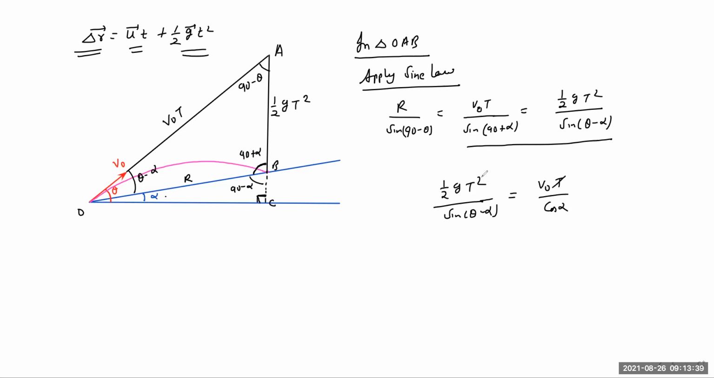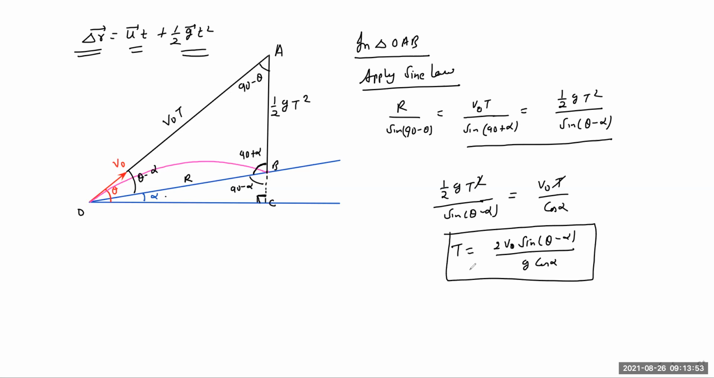Yes. On T I can just cancel. So I got T equals how much? 2 V naught sine (theta minus alpha) upon G cos alpha. So that's really nice. You can do it in one line. Yeah, that's great. And what else can you do?